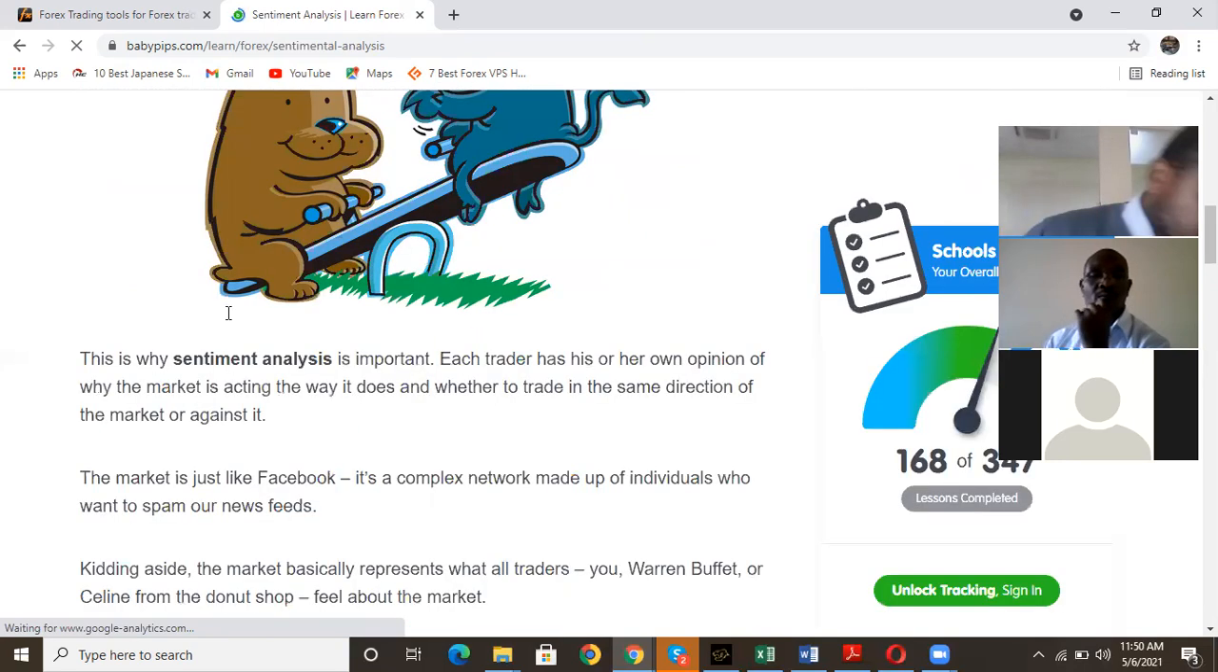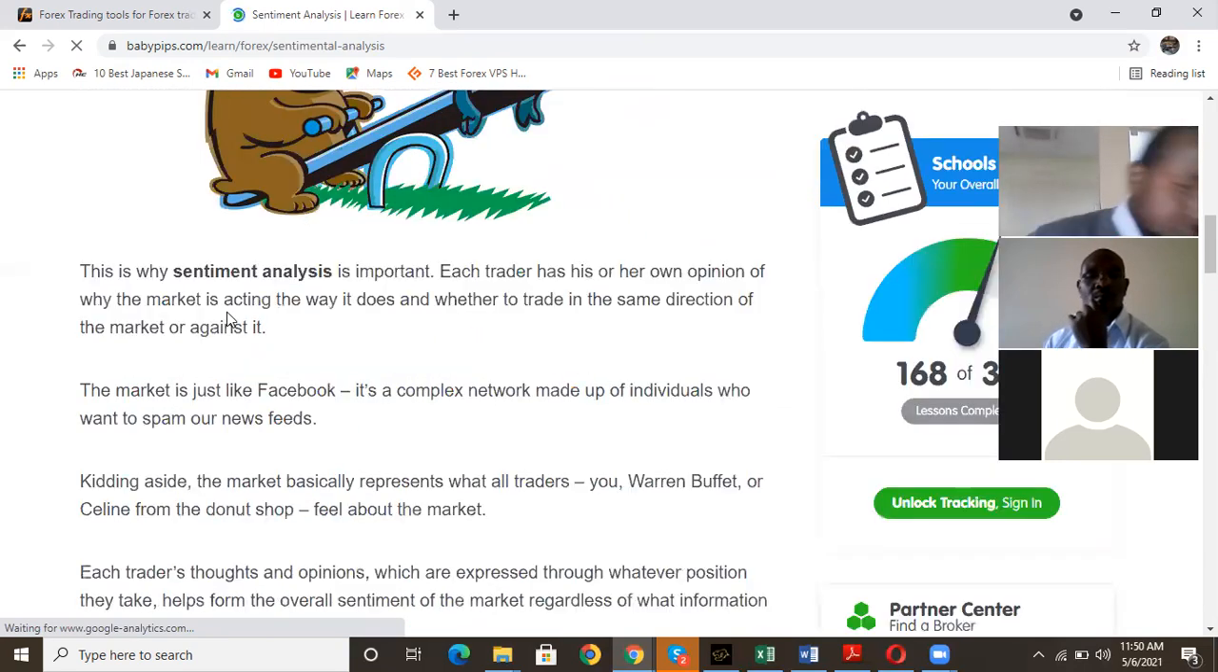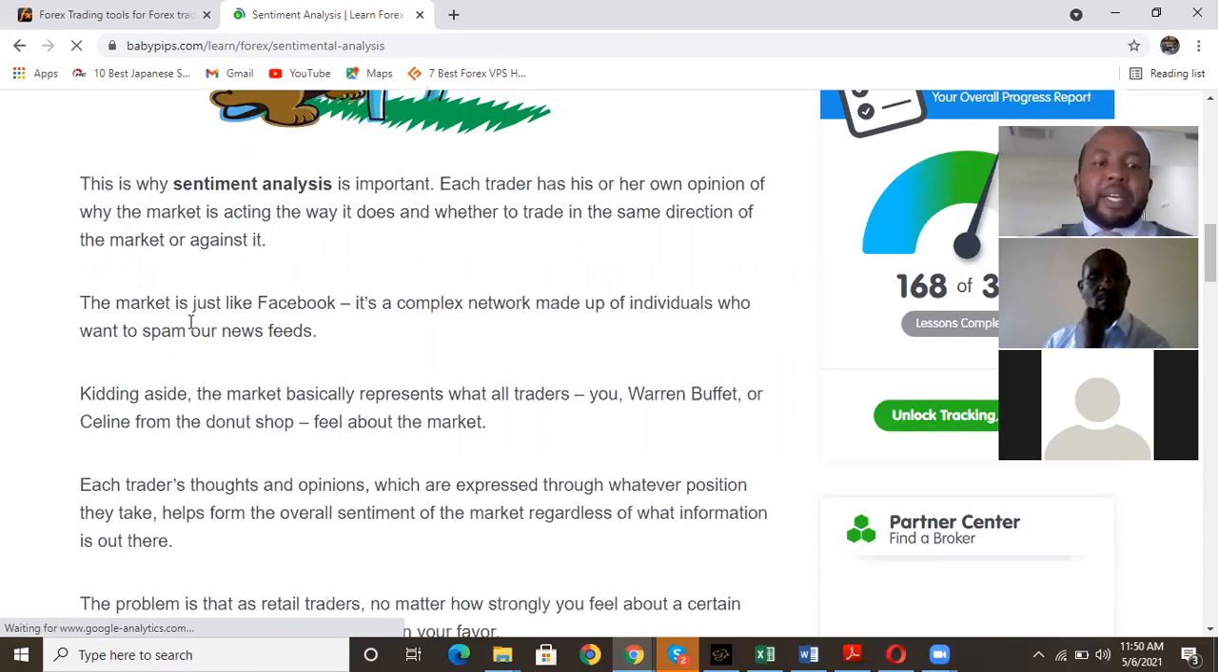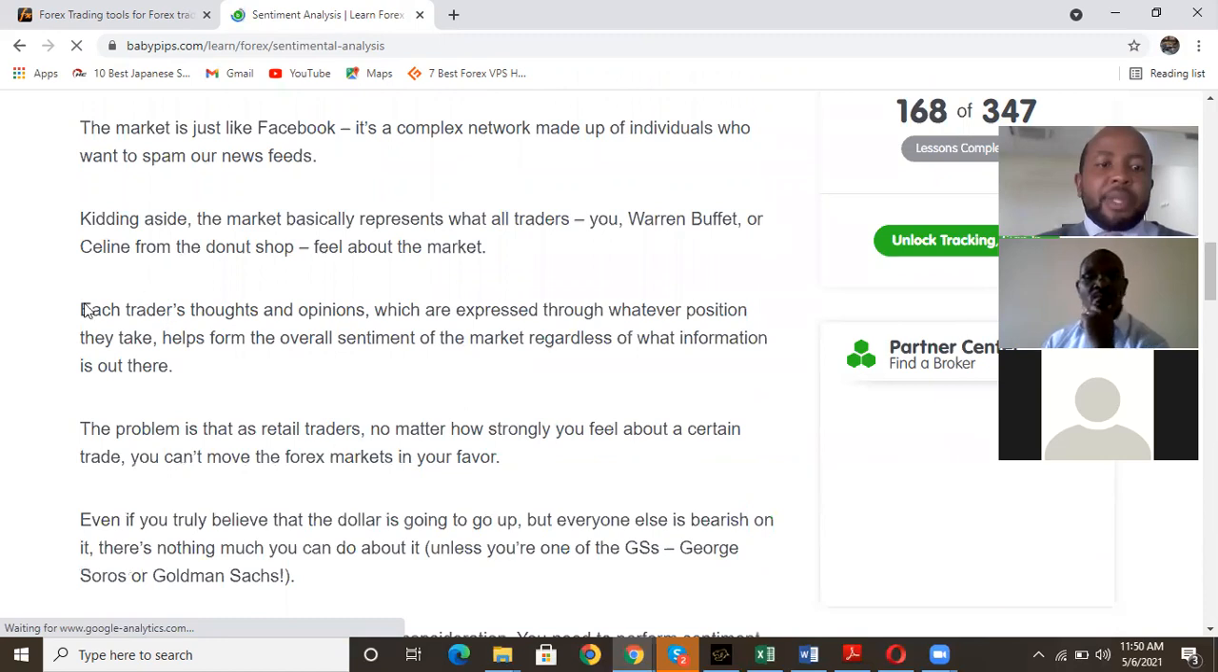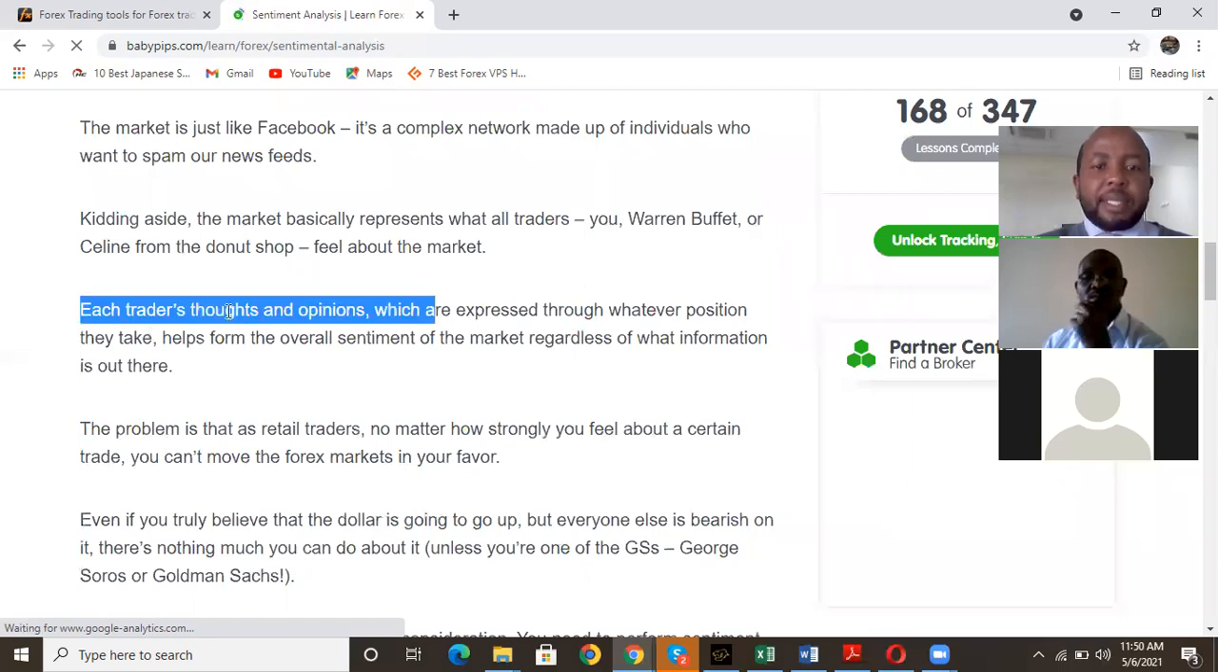Each trader has his or her own opinion of why the market is acting the way it's acting, and whether to trade in the same direction of the market or against it. For example, it's like Facebook, a complex network made up of individuals. So this is the point I wanted you to note on sentiment analysis. Each trader's thoughts and opinion are expressed through whatever position they take. So this is the most important point, thoughts and opinion.